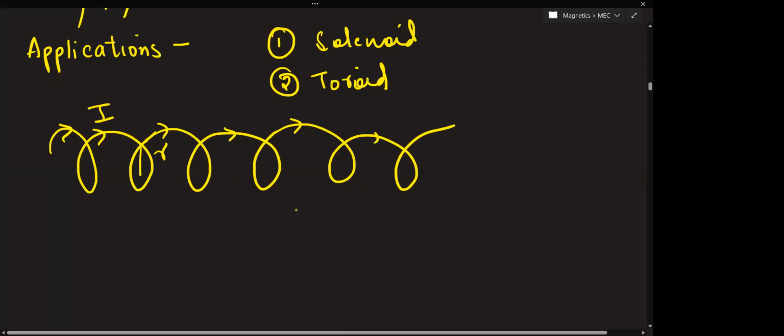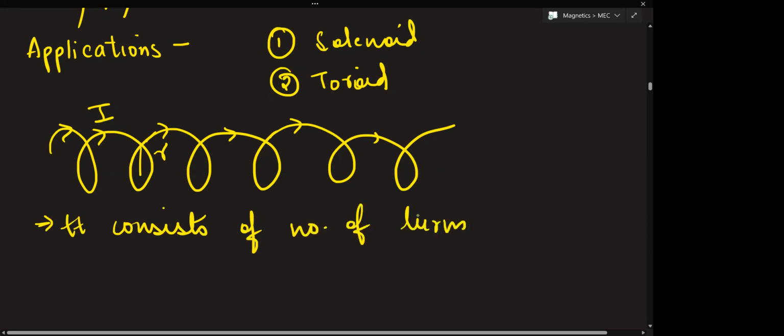So in actual or in reality, this is what a solenoid is. So solenoid, let me write it. It consists of a number of turns of insulated copper wire.